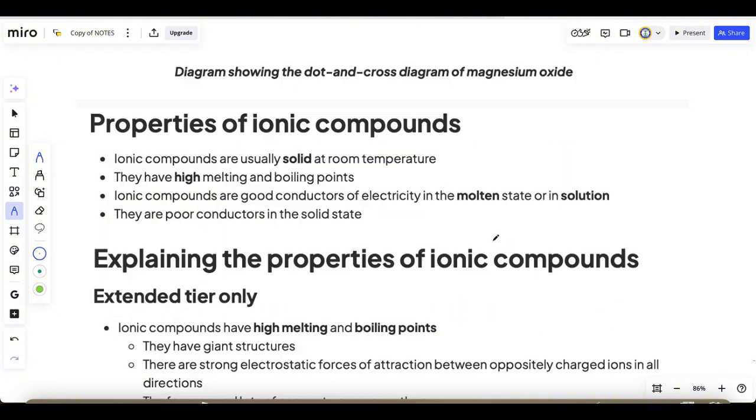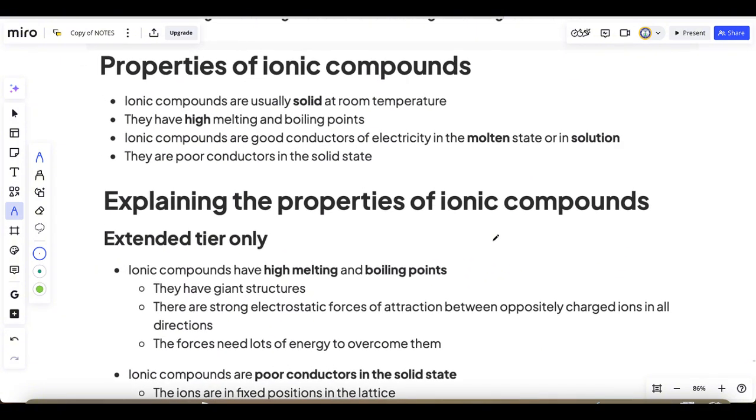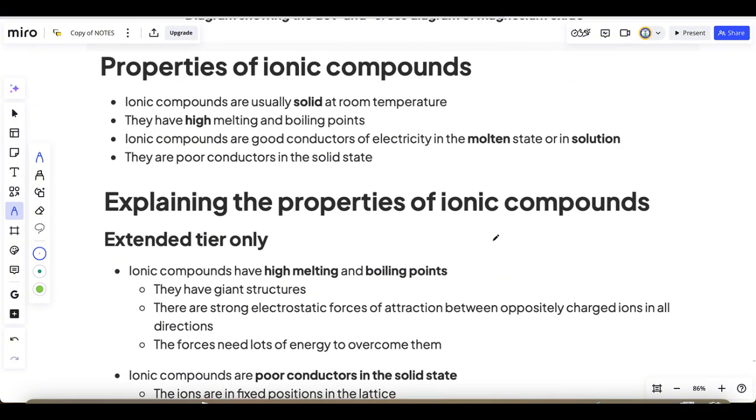Okay, now let's take a look at the properties of ionic compounds. I think we will end today's study with this part. Ionic compounds are usually solid at room temperature. They're strong, they're solid, like table salt. Take note of that. If they are solid, they should have a high melting point and high boiling point. So one point gives you the next idea.